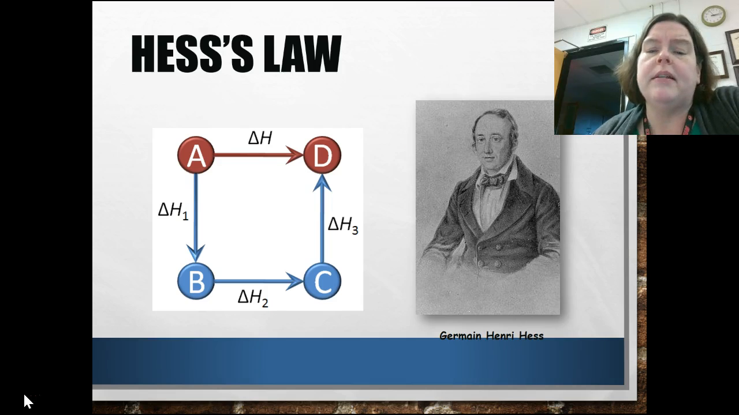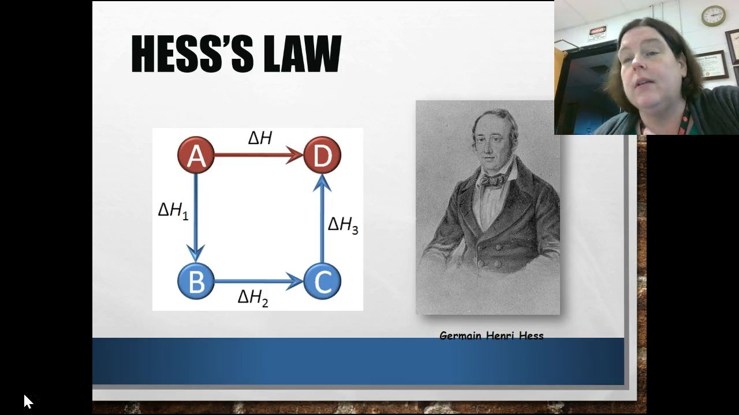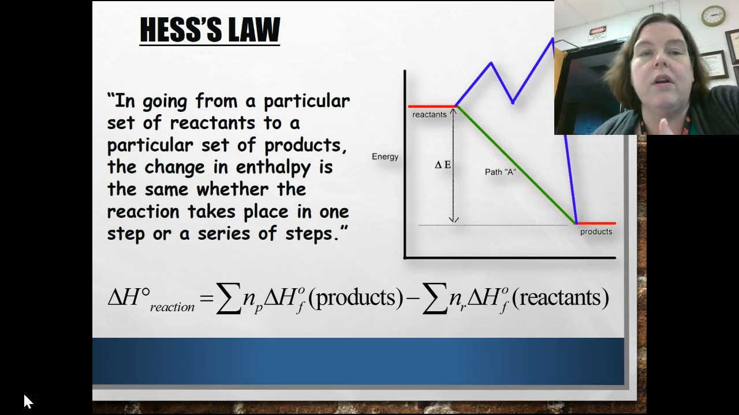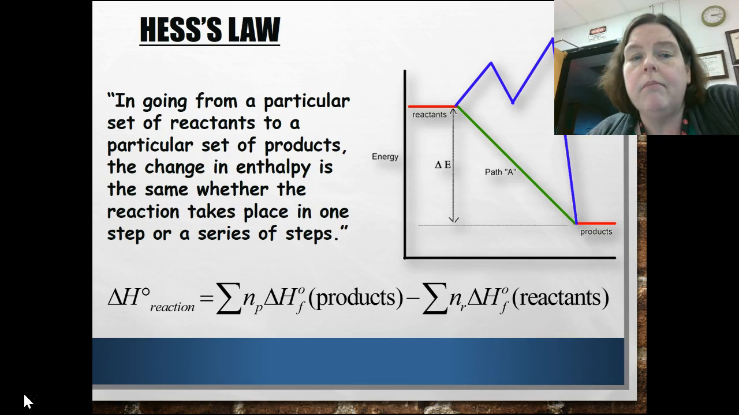So Hess's law basically states, and it was developed by Germain Henry Hess, a German guy who came along and basically said that it doesn't matter how we get there. How we get there doesn't matter. All that matters is that we get there. So the pathway doesn't matter as long as we get to the right answer is basically what he's saying. So if we go from one particular set of reactants to another particular set of products, the change in enthalpy is the same whether it takes place in one step or a series of steps.